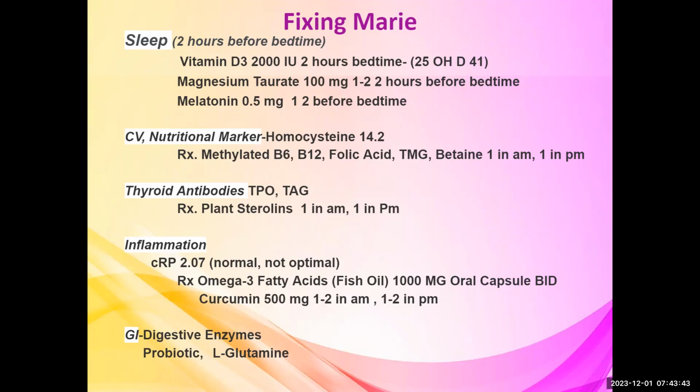Okay, for homocysteine, we use the methylated B vitamins. We like methyl SP, and there's a super methyl SP from Apex. I like that one. It's not that expensive, and it's got the betaine in it.